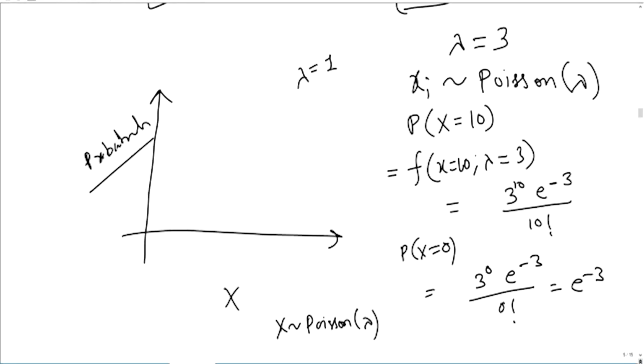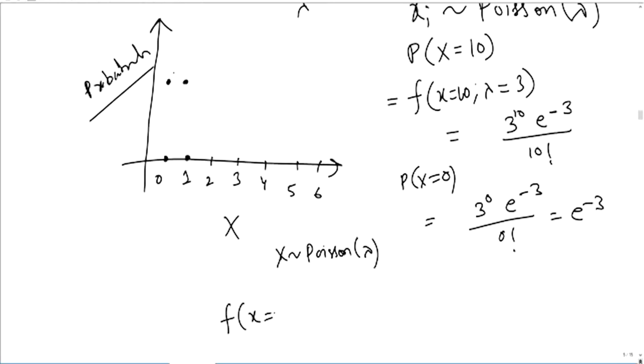In that case, this graph would look something like this. So let's say this is 0, this is 1, this is 2, this is 3, this is 4, this is 5, this is 6. At 0, you would have some probability. At 1, you would have some probability. You can actually calculate the exact probability. If lambda is 1, what would be the exact probability at x equals 0?